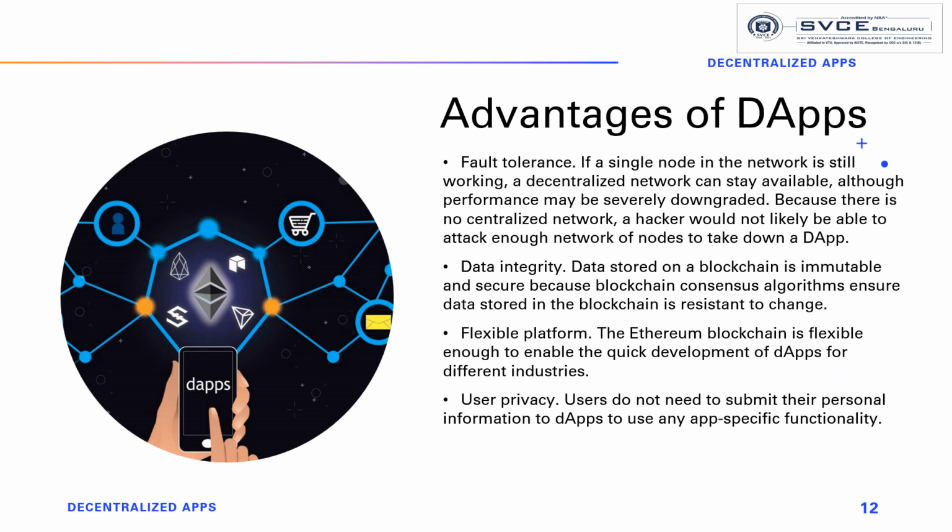Continuing with the advantages. Next one is fault tolerance. If a single node in the network is still working, a decentralized network can stay available, although performance may be severely downgraded. Because there is no centralized network, a hacker would not likely be able to attack enough nodes to take down a DApp. Data integrity. Data stored on a blockchain is immutable and secure because blockchain consensus algorithms ensure data stored in the blockchain is resistant to change.